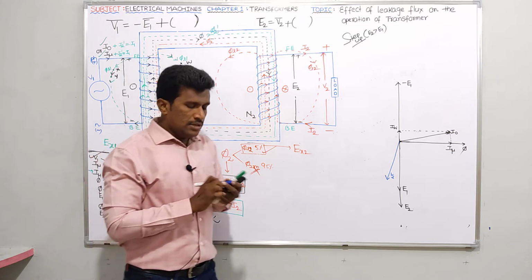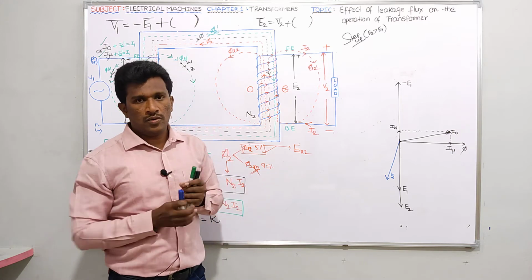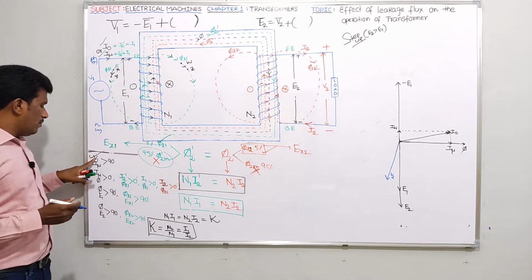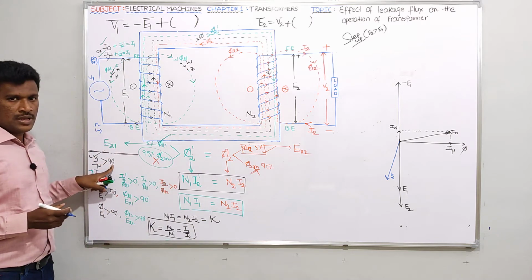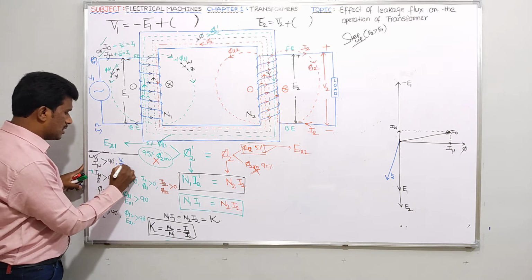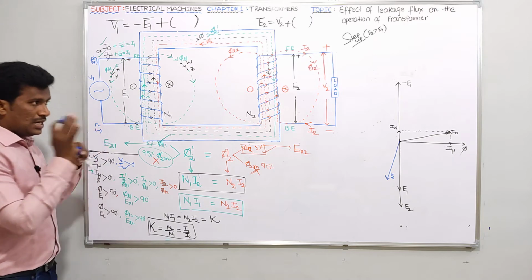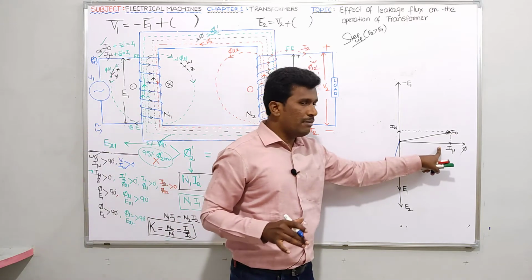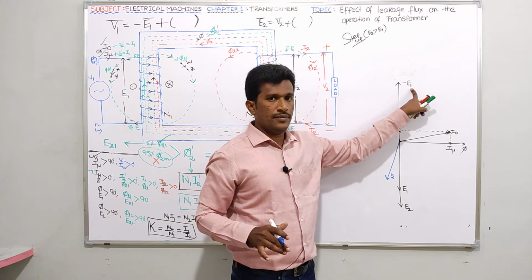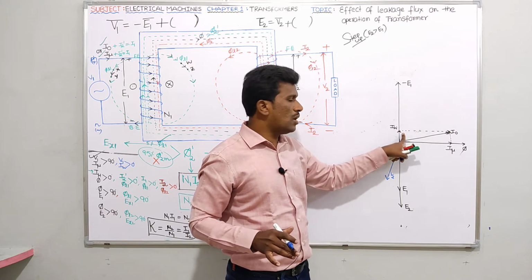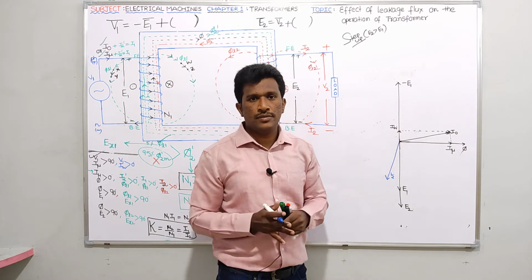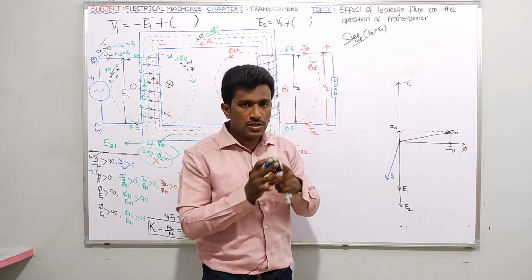Okay. And some people may get one doubt. What is that? Sir, you told that the angle between V1 and I mu is 90 degrees. Angle between V1 and IW is 0 degrees. But here I mu is not making 90 degrees with V1. It is making 90 degrees with minus E1. Similarly, IW is not in phase with V1. It is in phase with minus E1. Like that you will be having some confusion. There is nothing to confuse.